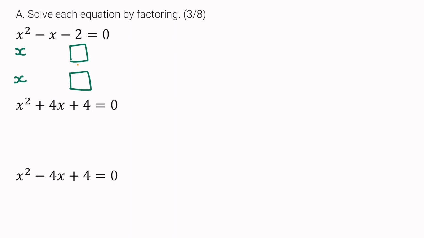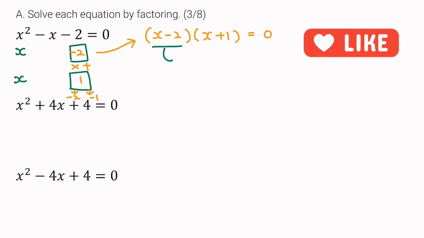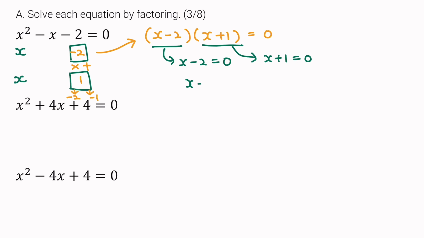Two numbers that when multiplied gives me -2, when added gives me -1. So those are gonna be 2, 1 with a negative sign on the bigger number, because it should add to give me -1. So it means x minus 2 times x plus 1 is equal to 0. X minus 2 is equal to 0, or x plus 1 is equal to 0. So our x is either 2 or -1.